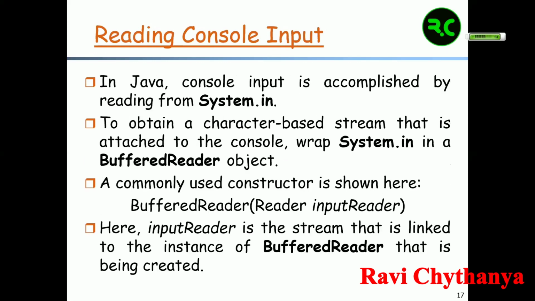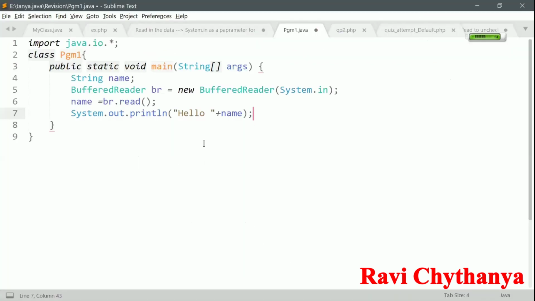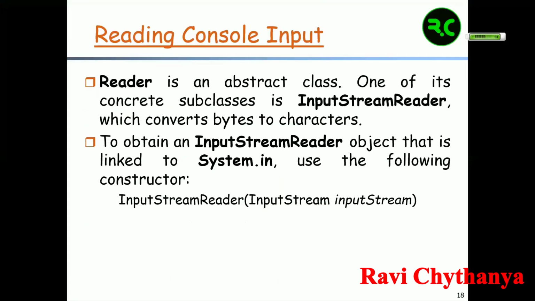Reading console input, we are going to have System.in, and we are going to have a BufferedReader object, BufferedReader of Reader. Here the input reader is the stream that is linked to the instance of BufferedReader that is being created like this. This is the reader we wanted to implement here to be associated with the object of the BR. All right. Let us move on to the next.